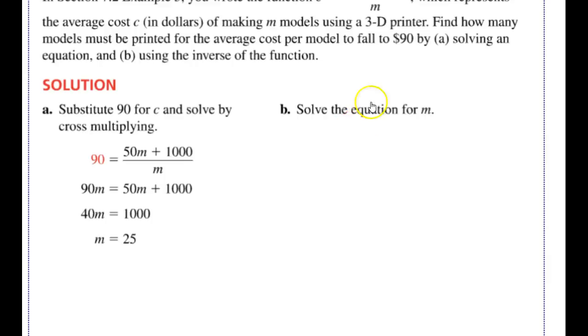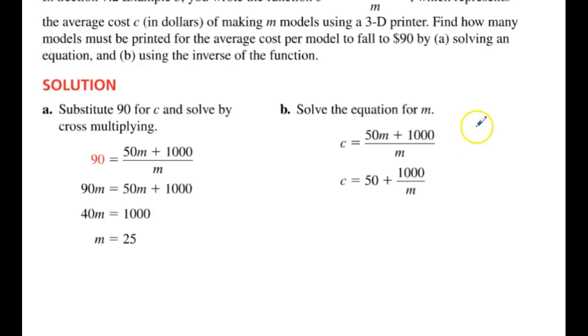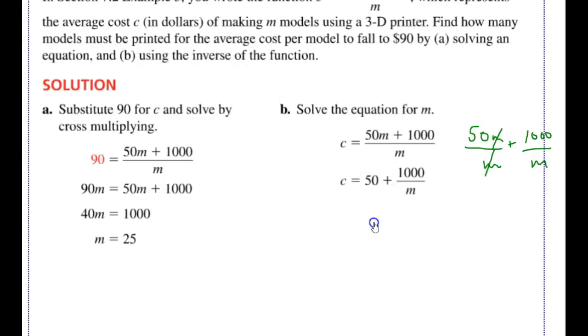So now I want to solve my equation for m. So I want to leave C there. So I want to get m by itself. So this ends up being, since I'm dealing with a fraction, I can rewrite this as 50m divided by m plus 1,000 divided by m, right? I'm just breaking my fraction apart. So then I notice that I've got an m divided by m, so it simplifies just a little bit. So that's where we get this.